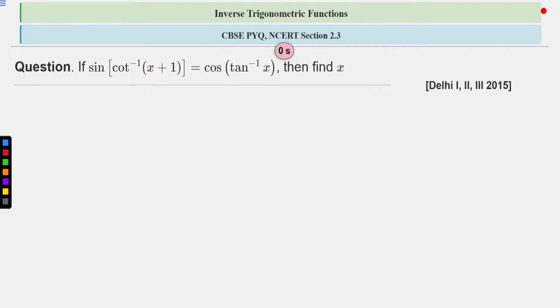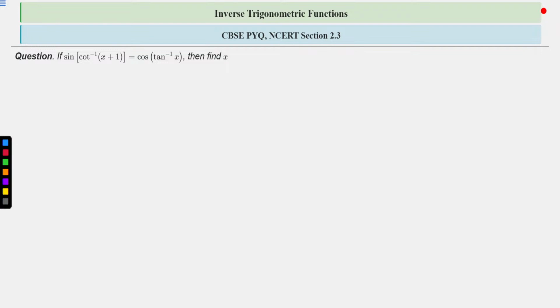Okay, let's move to the solution part. If sine of cot inverse x plus 1 is given as equal to cos of tan inverse x, then we need to find the value of x, right? So let's move to the solution part. How can we approach this? It's given that sine of cot inverse x plus 1 is equal to cos of tan inverse x. Let us assume this as equation 1, right?